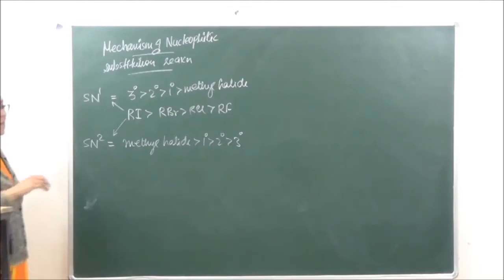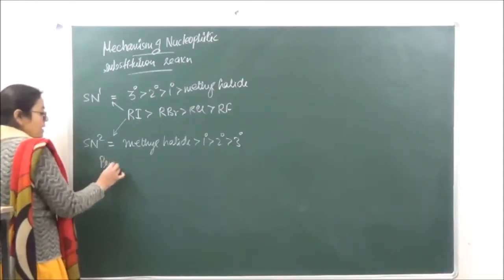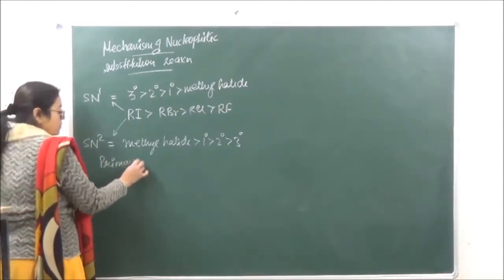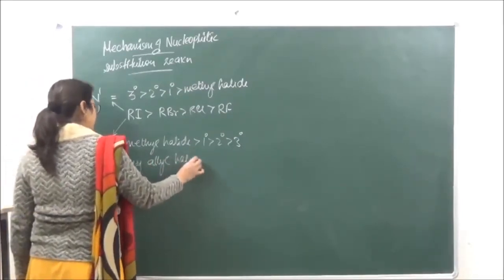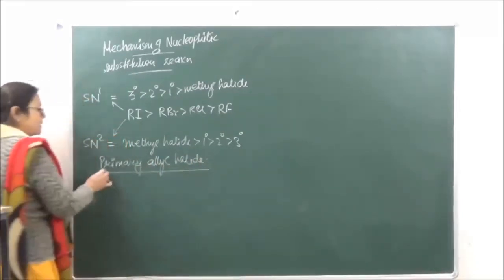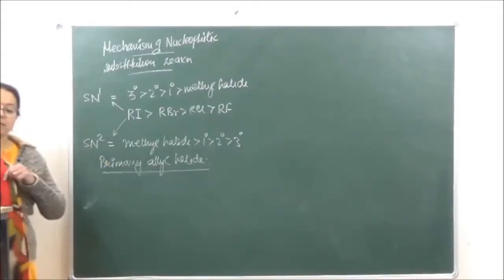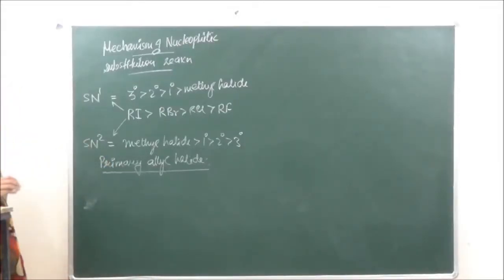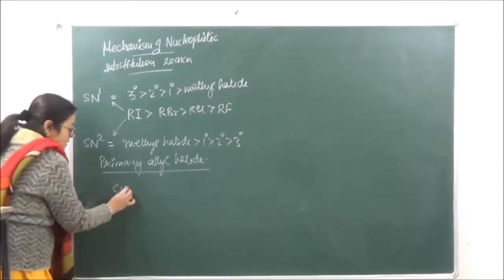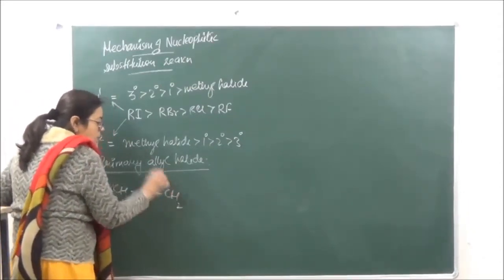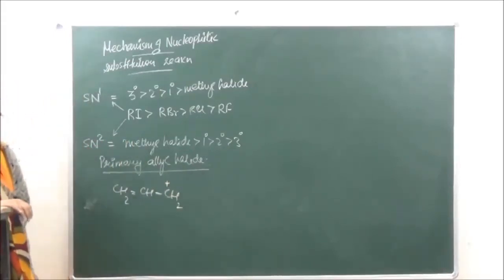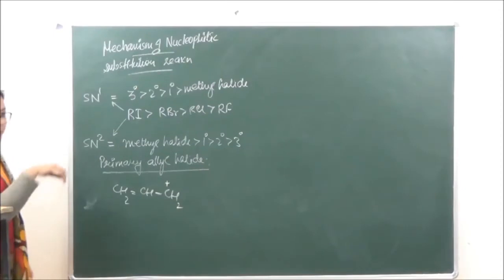So let's understand what your primary allyl halide is. Primary allyl halide is your CH2 double bond CH, CH2 positive. This is the primary allyl halide carbocation. Now this is going to be resonantly stabilized.